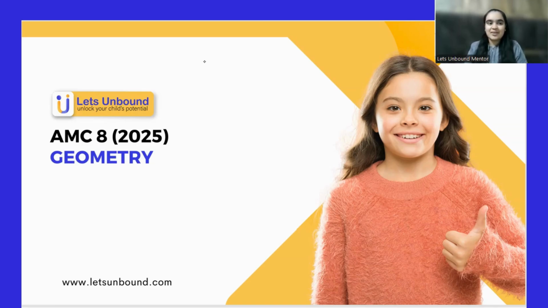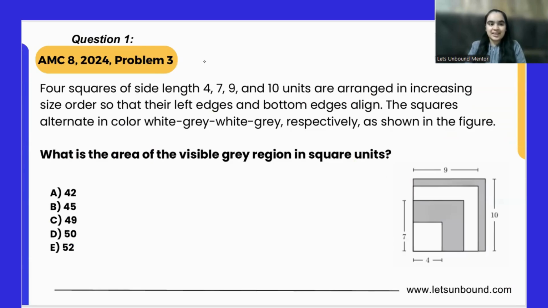Let's get started with our very first question. Okay, so the question is, 4 squares of side length 4, 9, 7 and 10 units are arranged in increasing size order so that their left edges and bottom edges align. You can see in this figure, we have 4 squares, A, B, C, D, with side lengths of 10, then 9, then 7, and then 4. All of them are aligned towards the left and towards the bottom so that their left and bottom edges align properly. Correct.